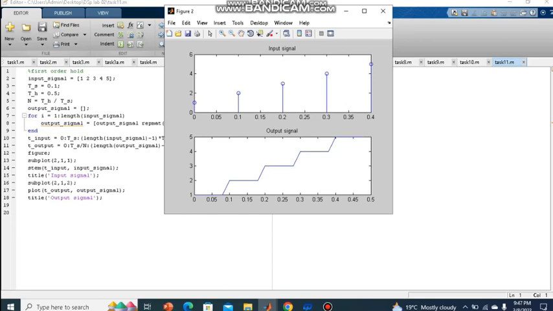As you can see, the input signal is in a discrete form, and the output signal is increasing in the graph from 0, after 0.005 to 0.4, by applying the different function.